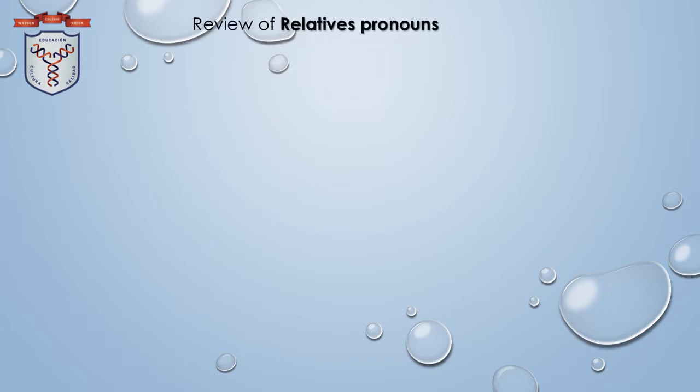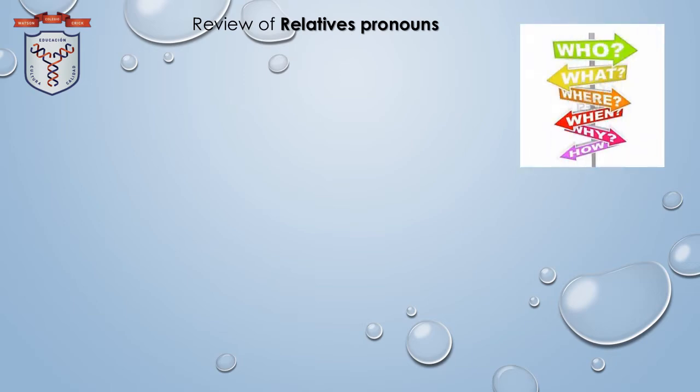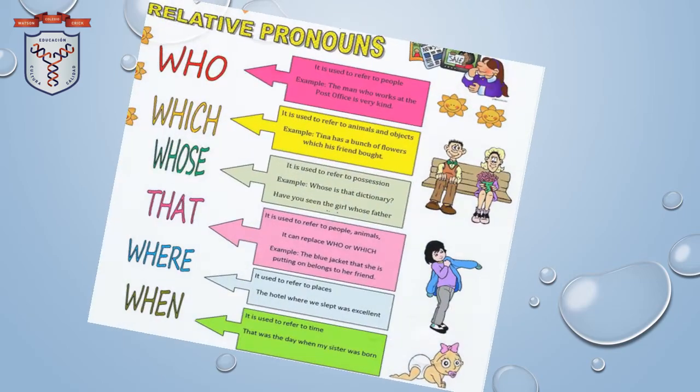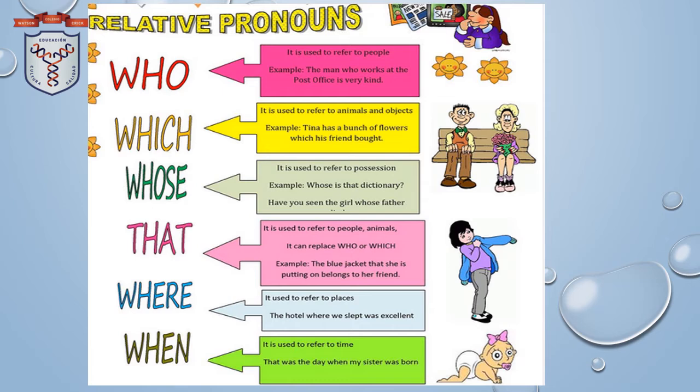Well, let's make a little review of relative pronouns. As you know, relative pronouns are like double-edged questions. Who, what, where, when, why, how. And we are going to use them in different forms. For example, who is for people. Which, if you want to talk about animals, objects, etc. Whose is for possessions. That is for people like who, and animals or objects like which. Where for places, and when for time.